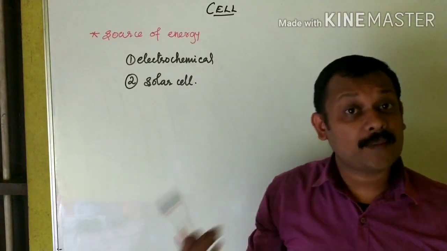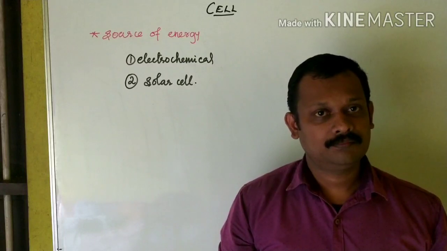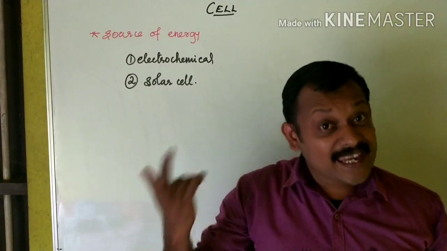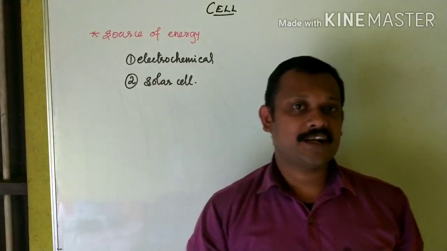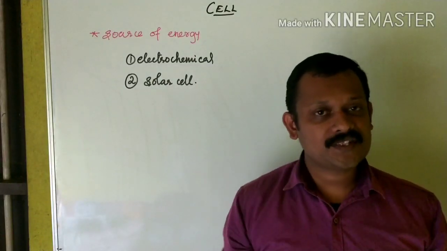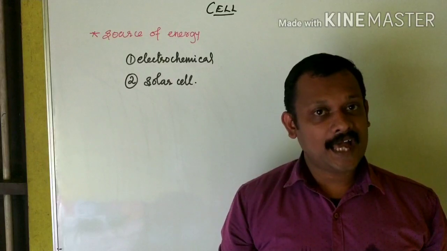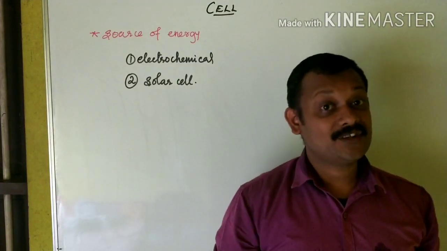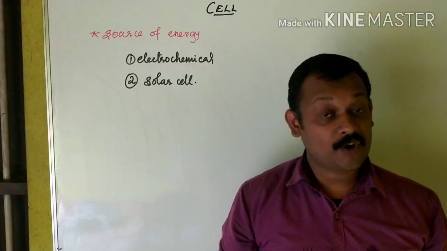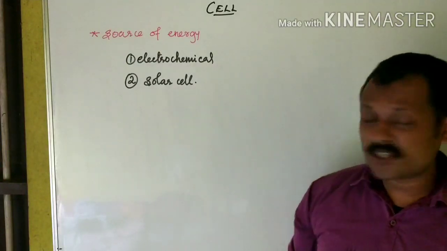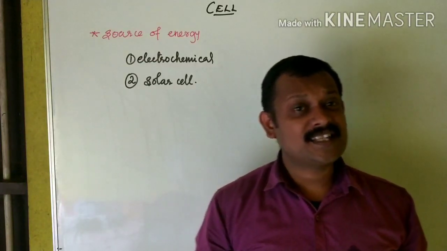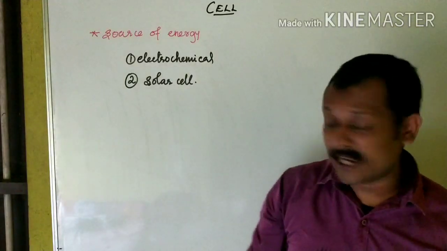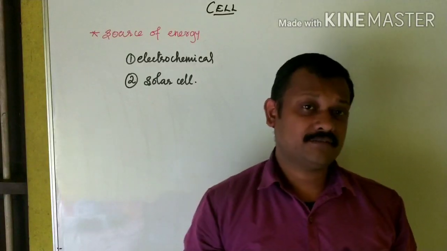What does an electrochemical cell do? An electrochemical cell will convert chemical energy into electrical energy. Some examples are the simple voltage cell, Daniel cell, Leclanche cell, lead acid accumulator, and nowadays lithium ion batteries. This is what is called an electrochemical cell. It's a cell which converts chemical energy to electrical energy.